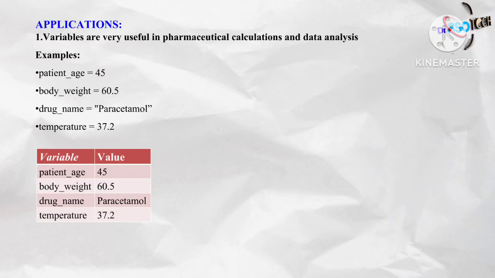Now we will see the applications. 1. Variables are very useful in pharmaceutical calculations and data analysis. Here you can observe different variable examples. patient_age equals 45, body_weight equals 60.5, drug_name equals paracetamol, temperature equals 37.2. Here the variables are patient_age, body_weight, drug_name, temperature, and the values are 45, 60.5, paracetamol, 37.2.